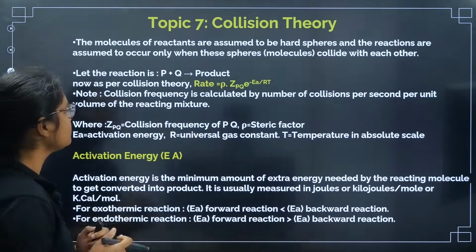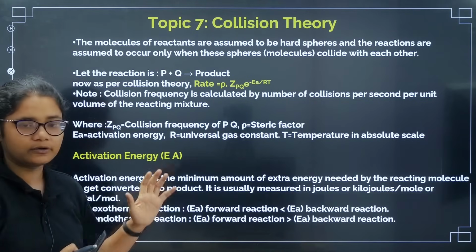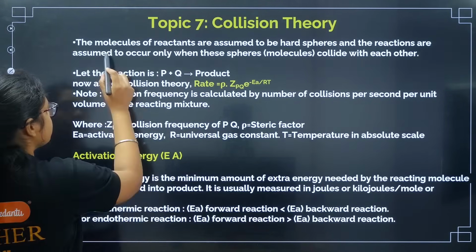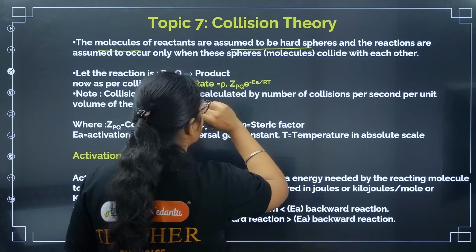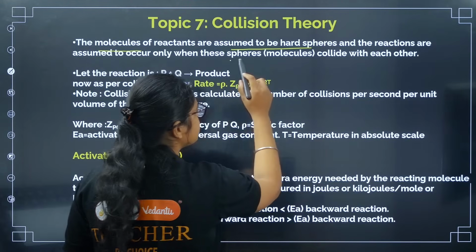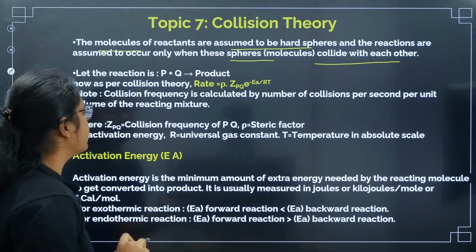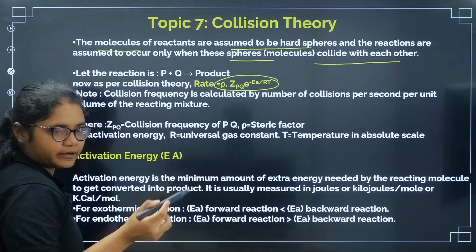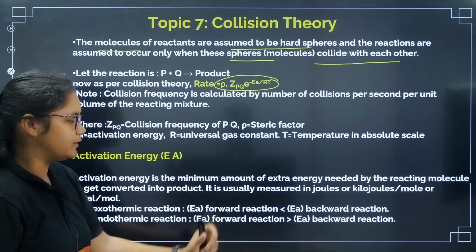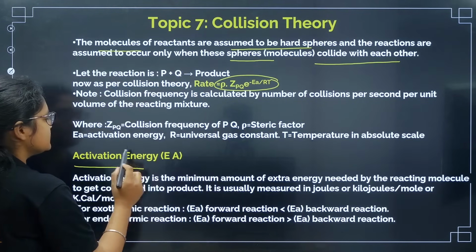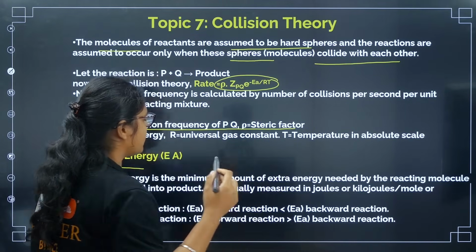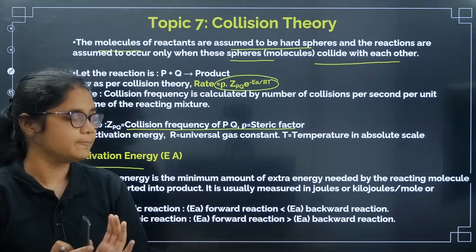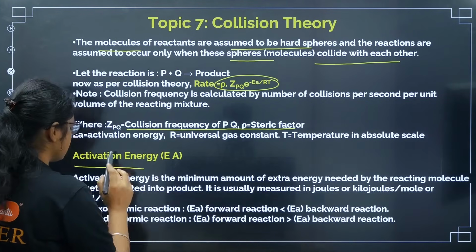Okay. Now coming to collision theory, there is nothing much to remember. You just have to understand a few things. First of all, the molecules are assumed to be hard spheres, and the reactions are assumed to occur only when these spheres collide with each other. Next, according to collision theory, this was the equation for rate, which is now replaced with your Arrhenius factor. Now what is activation energy? You can also know what collision frequency is. Collision frequency is the number of collisions happening per second. These definitions are not asked in the exam, so nothing much to worry.